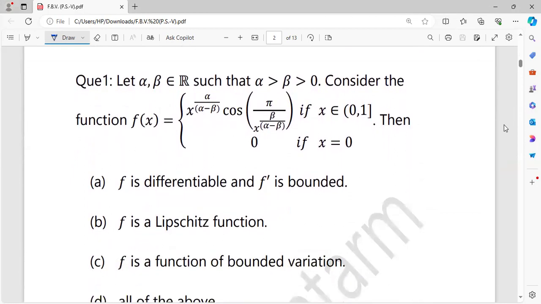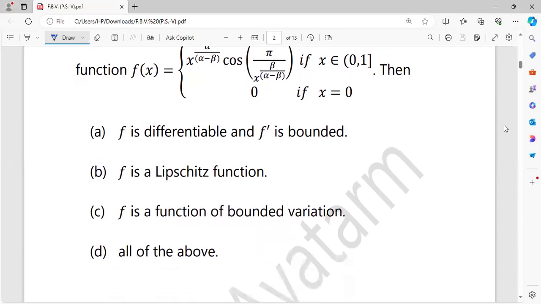Let alpha, beta be real numbers, alpha is greater than beta and beta is greater than 0. It means alpha, beta are positive numbers and alpha is greater than beta. Consider the function f(x) equal to x to the power alpha upon alpha minus beta times cos of pi upon x to the power beta upon alpha minus beta, if x belongs to the closed interval [0, 1], and it is 0 if x is 0.